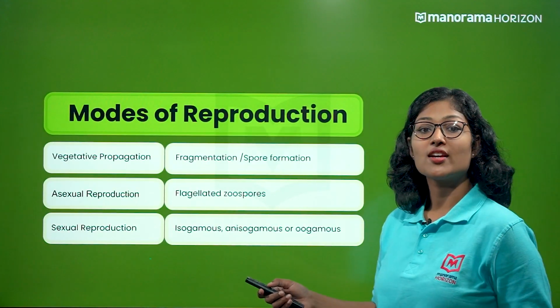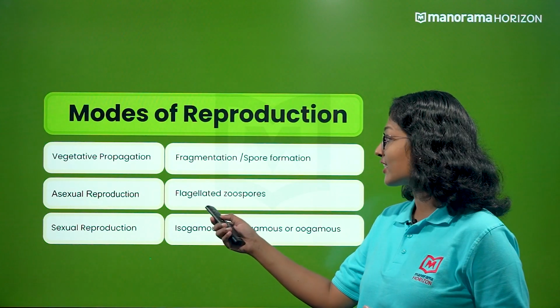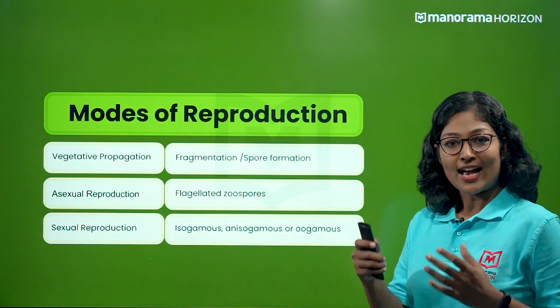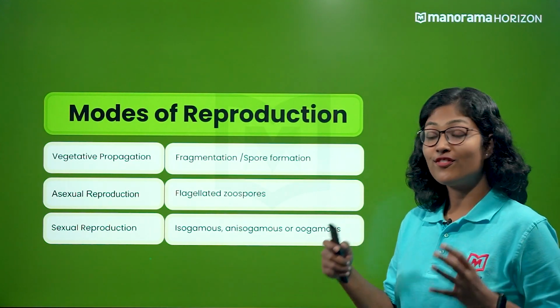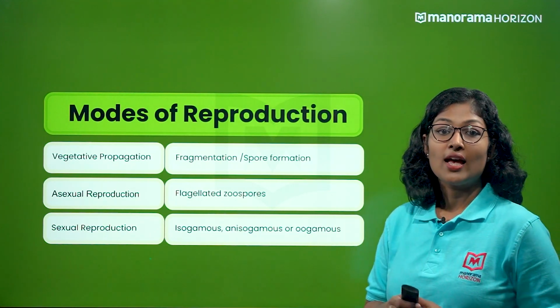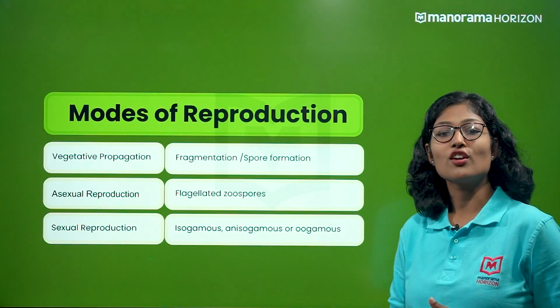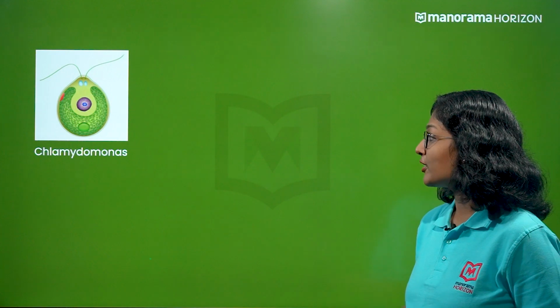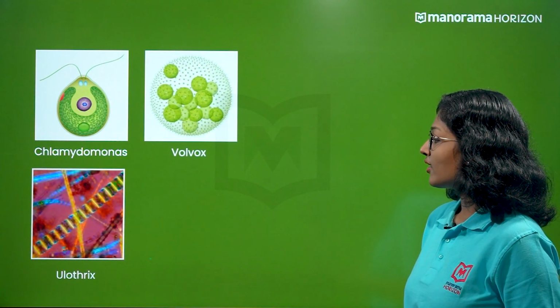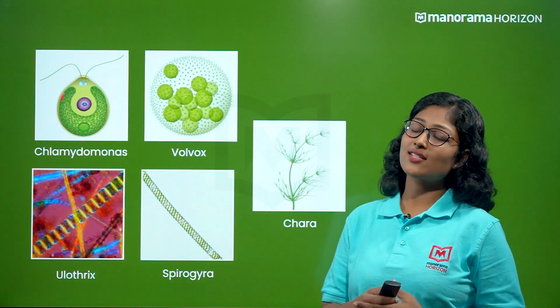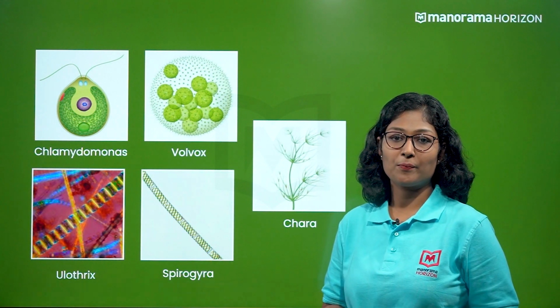Vegetative reproduction usually takes place by fragmentation or spore formation of different types of spores. Asexual reproduction is by flagellated zoospores, and the sexual reproduction may be isogamous, anisogamous or oogamous. Chlamydomonas, Volvox, Ulothrix, Spirogyra and Chara are some examples of green algae.